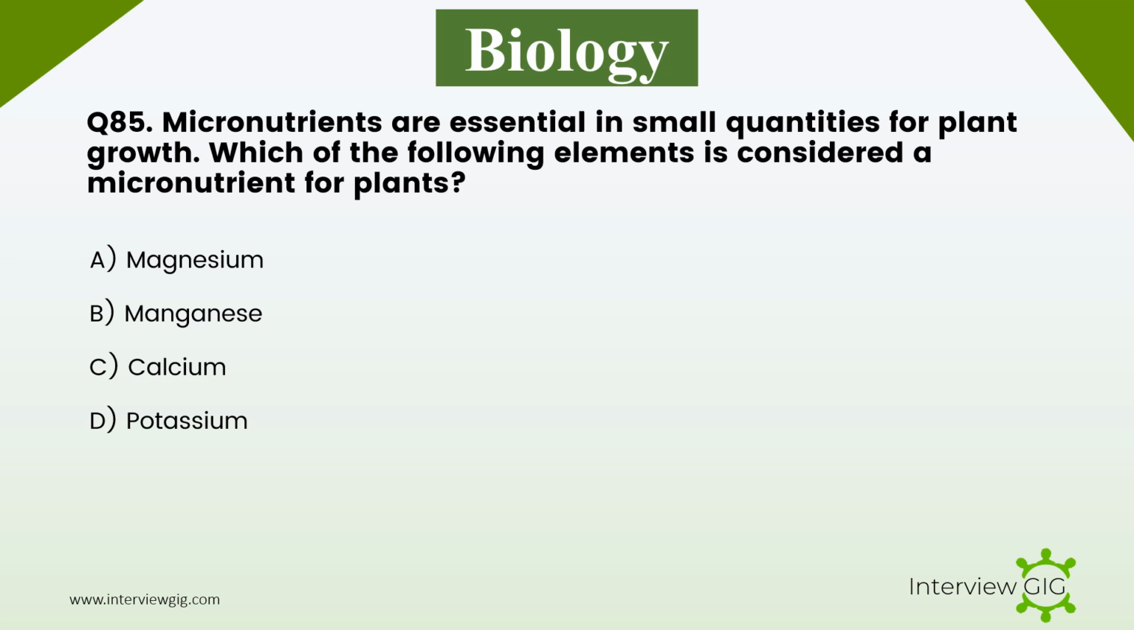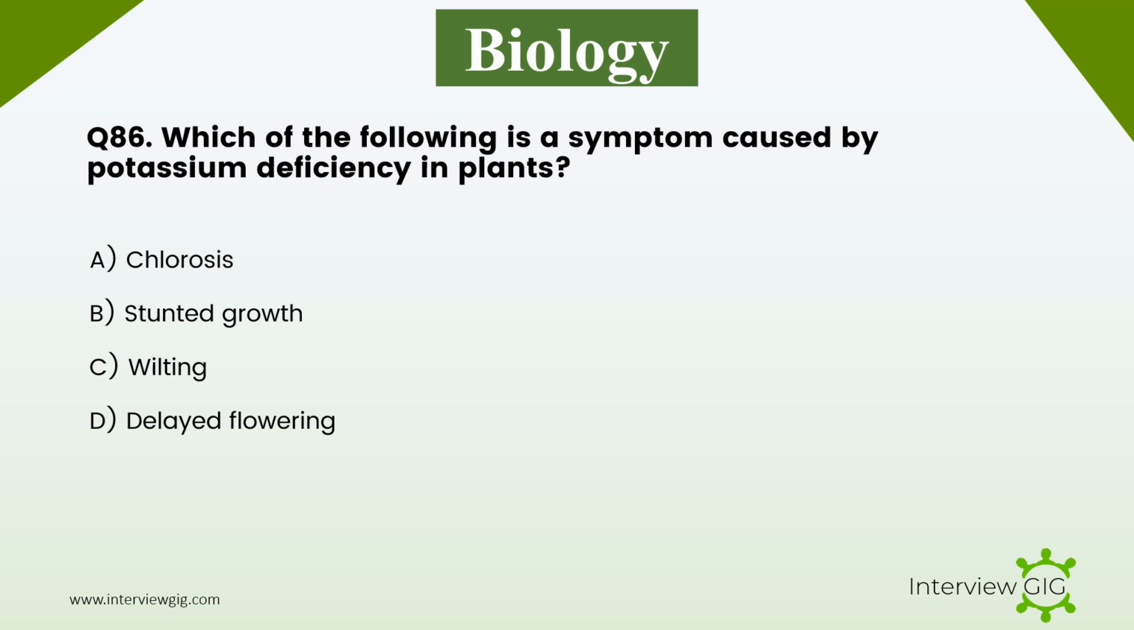Which of the following elements is considered a micronutrient for plants? A. Magnesium. B. Manganese. C. Calcium. D. Potassium. Answer B. Manganese. Next question. Deficiency of certain nutrients in plants can cause distinct symptoms.